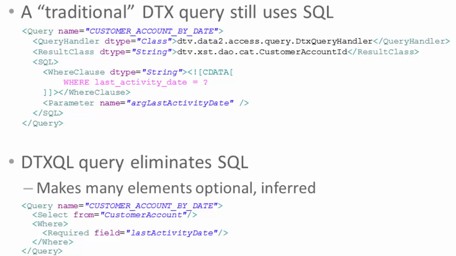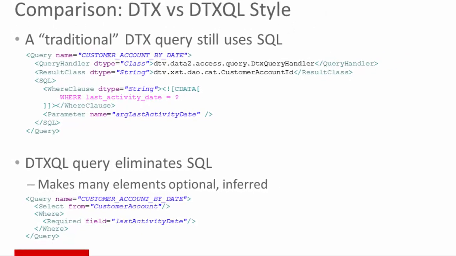Instead, there is a where element with a list of required or optional fields that will narrow the search results of your query. The field name at the bottom is the actual field name from the DTX definition of customer account. The parameter name for this field is not specified, so the system assumes that you want the parameter to start with arg. So the parameter name is actually the same as the traditional version, arg last activity date.